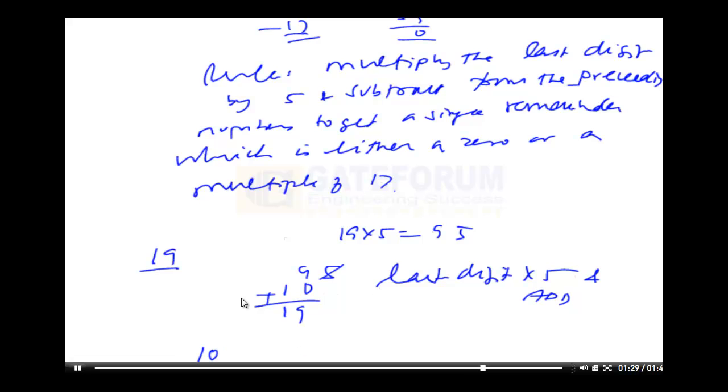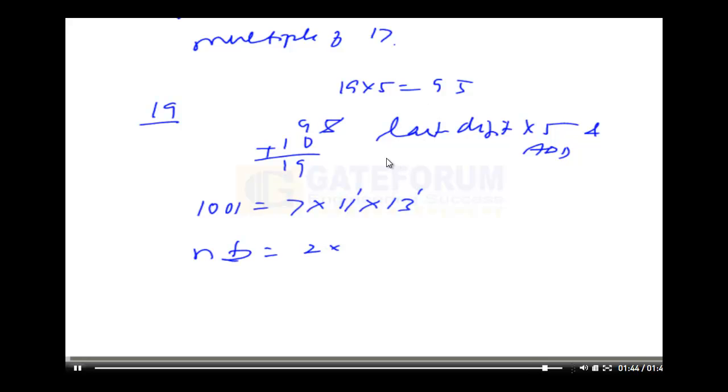So if you look into 1001, we found 7 is a factor, 11 is a factor of 1001. In fact, 1001 is made up of 7 and 11 and 13. So the number of factors of that will be 2 into 2 into 2, 8.